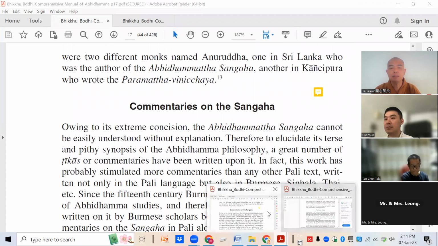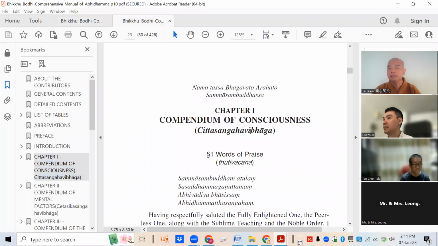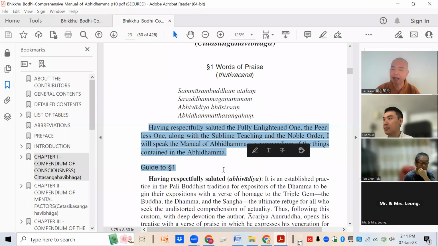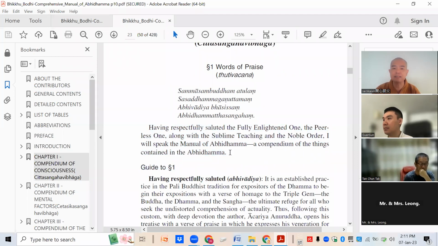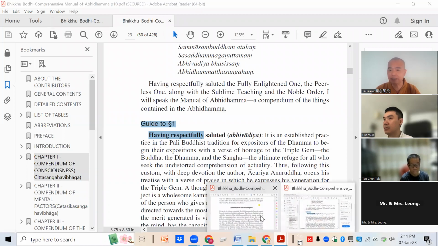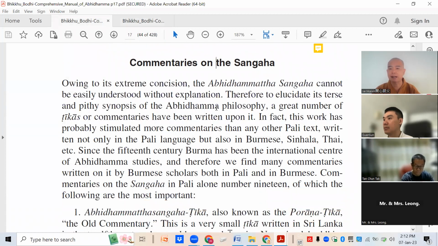So class, let me remind you a little bit. For example, this is chapter one. Here is the verse in Pali and in English. This is by Anuruddha, the Abhidhammattha Sangaha. But since it's too simple and easy, we need some commentary, a guide, so that it can be explained in a more comprehensive way. Now we come to the commentary on the Sangaha. Guan San, can you please read the passage?